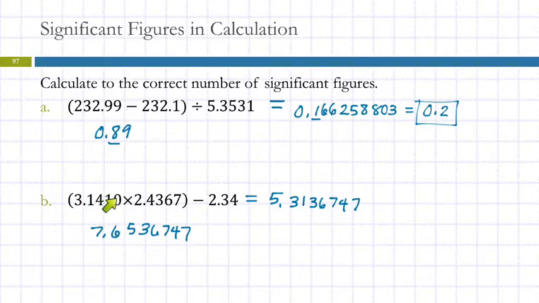So this is the result of the multiplication, and then from this number, I'm subtracting 2.34. How many significant figures would this result have if that was the end of our calculation? Well, if I take this number that has 5 sig figs and I multiply by this number that has 5 sig figs, the result should have 5 sig figs. So 1, 2, 3, 4, 5. This is the last significant figure.